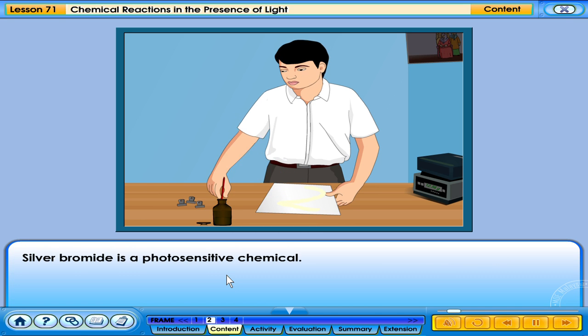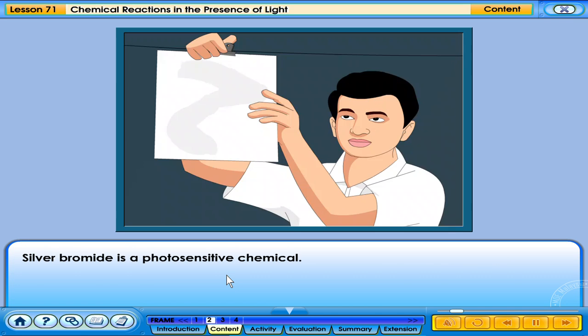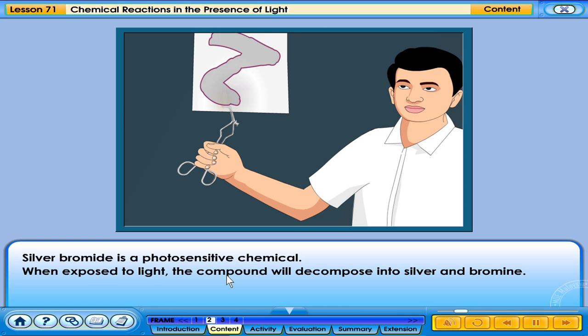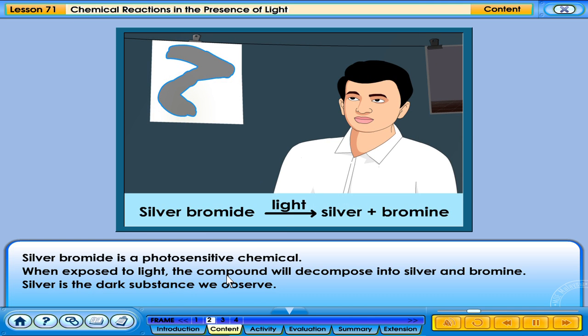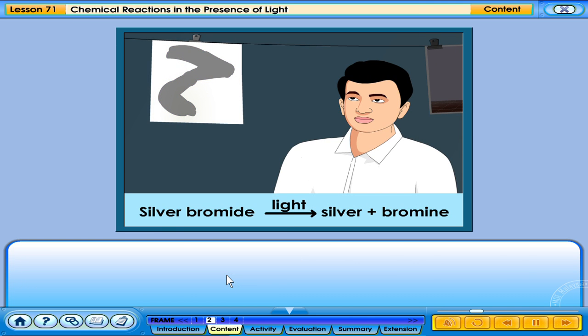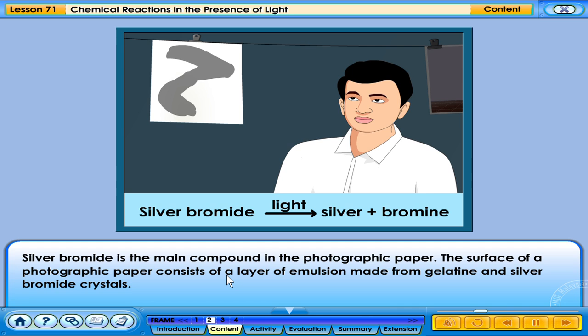Silver bromide is a photosensitive chemical. When exposed to light, the compound will decompose into silver and bromine. Silver is the dark substance we observe. Silver bromide is the main compound in the photographic paper. The surface of a photographic paper consists of a layer of emulsion made from gelatin and silver bromide crystals.